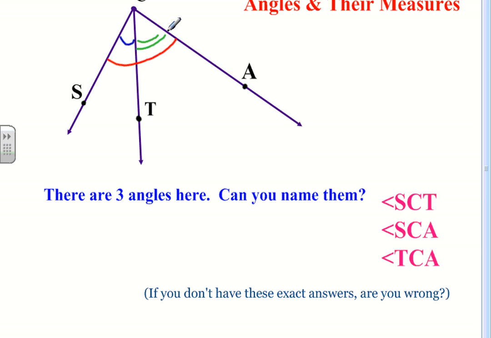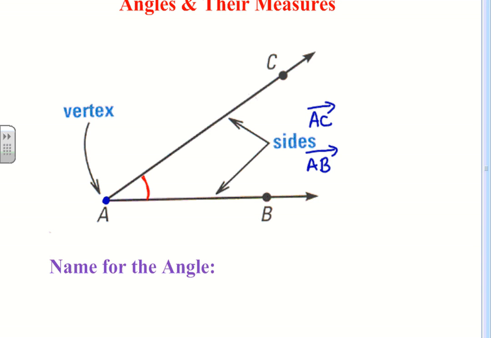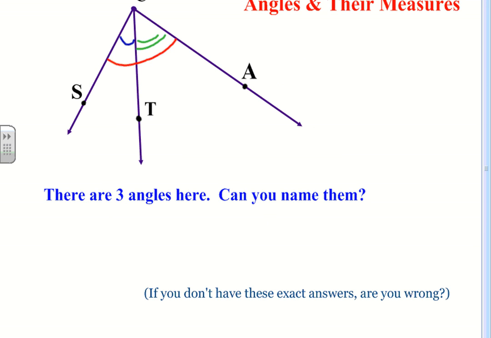Now the question's been asked, if you don't have these exact answers, are you wrong? No, because remember, if we go back and look at this angle, it's okay to say CAB or BAC. Either one is all right. So here where you have SCT, you could also have those letters in the reverse order. You could also have TCS.